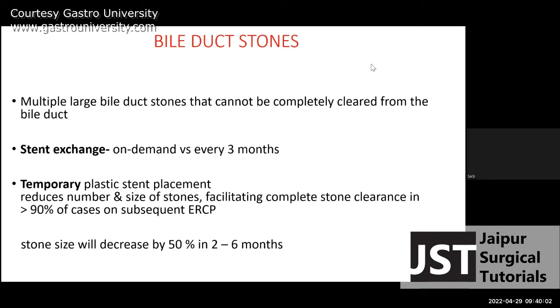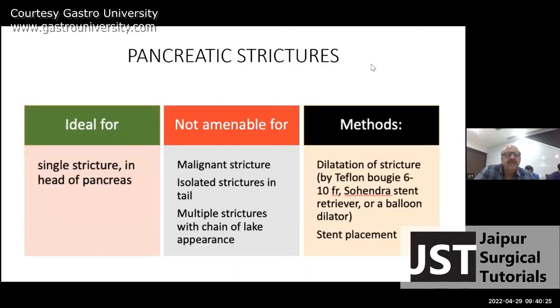At times we are not able to clear the stones at the first setting in ERCP. We push in a stent in these patients and keep stents temporarily. That reduces the number and size of stones because of the accretion of these stones on the wall of the stents. After a few weeks you do the procedure, and you may be able to remove the remaining part of the stones and the stent.